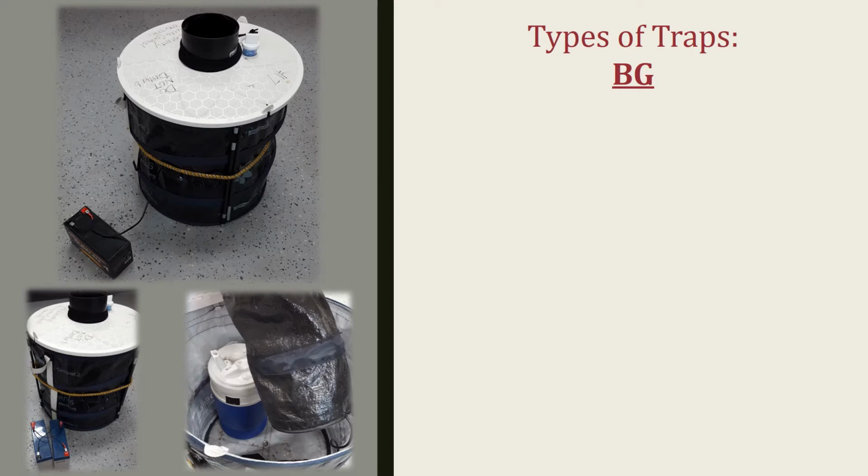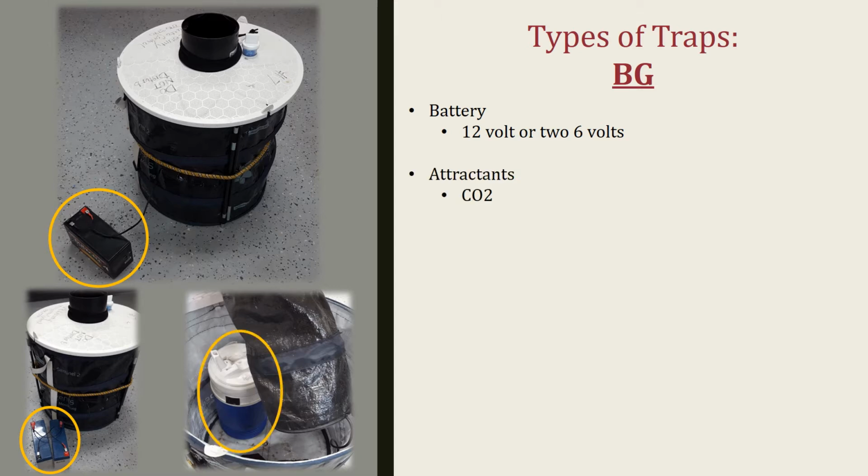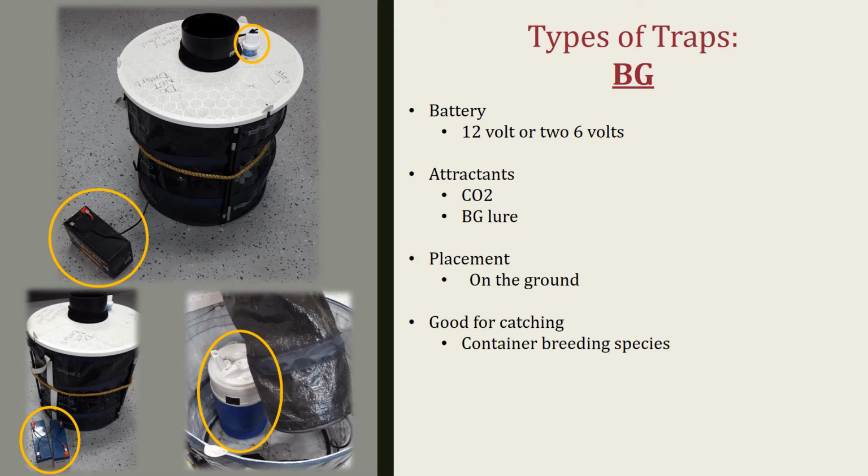The next type of trap we'll be talking about is the BG. It uses a 12-volt battery primarily, but you could use two 6-volt batteries. You just have to make sure you have the little extra connector. The attractants are CO2 and a BG lure, and it's best not to push the BG lure all the way down on the lid because they can get stuck or hard to take out sometimes. And the placement is on the ground, and they're good for catching container breeding species of mosquitoes.